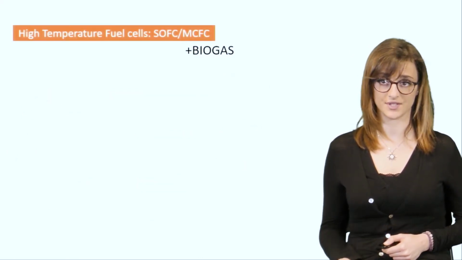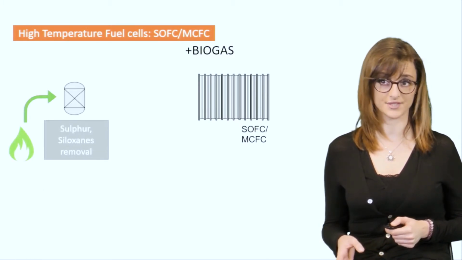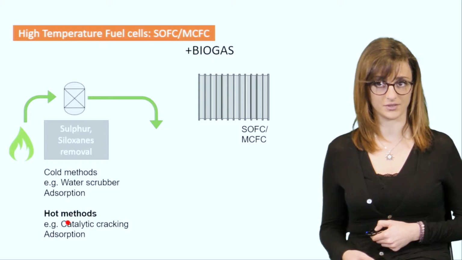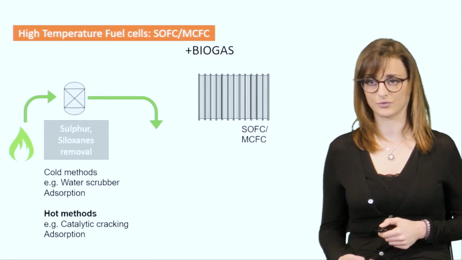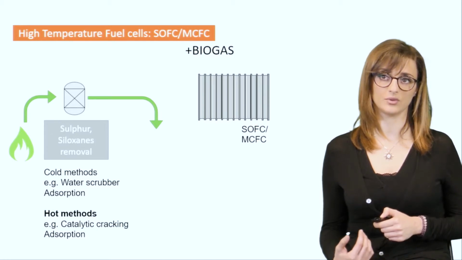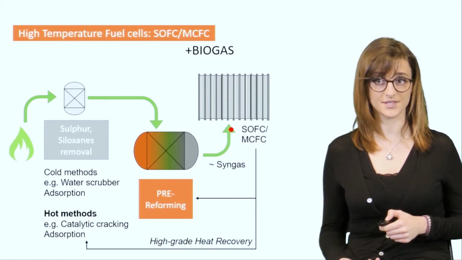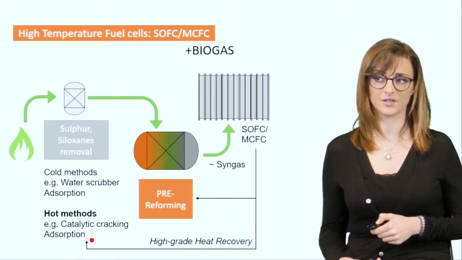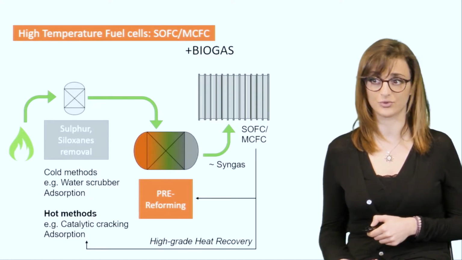In high temperature fuel cells, we still have the need to remove completely sulfur and siloxane, but this time we can implement also hot methods because, as we discussed also for producer gas, the high temperature fuel cell enables heat recovery, and high grade heat may be recovered into the system and used to sustain the hot reactor where the gas cleaning is performed.